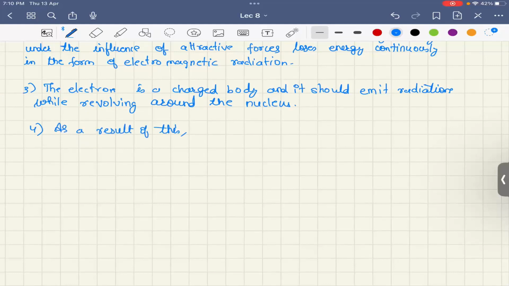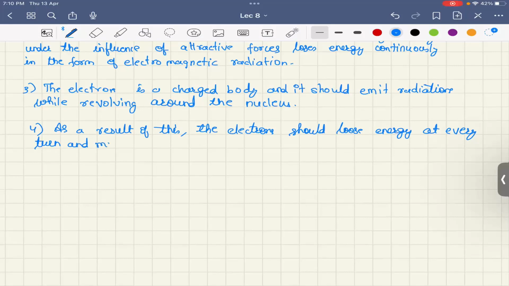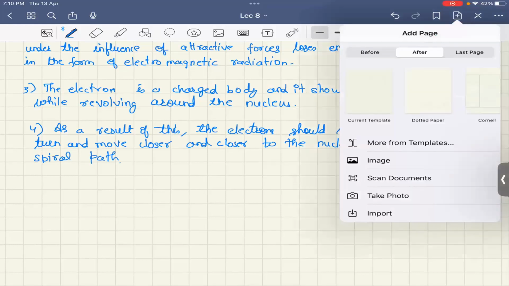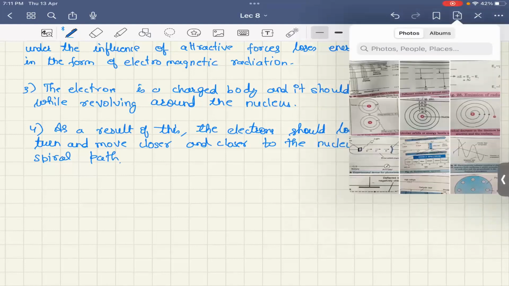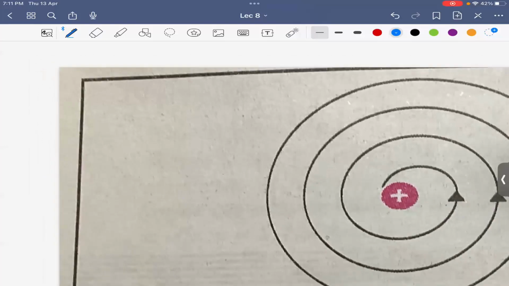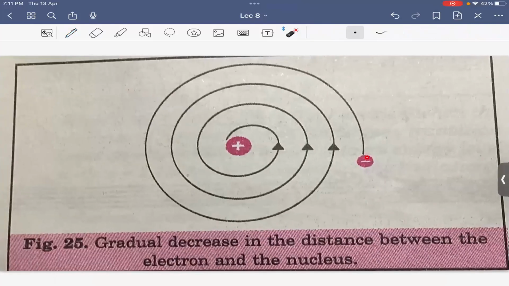As a result of this, the electron should lose energy at every turn and move closer and closer to the nucleus, right? Following a spiral path. So it should be like this. As per this theory, the electron is a negatively charged particle, whereas the nucleus is positively charged because of the presence of protons. So the electron is under the influence of attractive forces, because we know unlike charges attract each other.